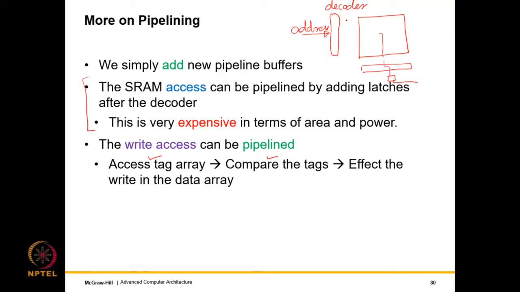So we can, in principle, pipeline the decode process in the sense that we can add a huge pipeline latch over here, where the decoded address, so the decode lines, would be temporarily stored in that latch for one cycle.